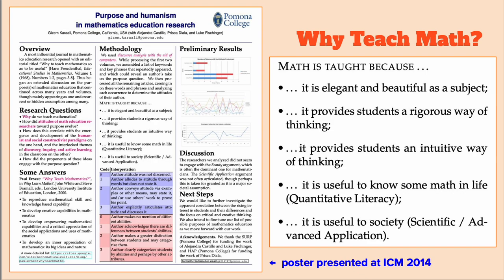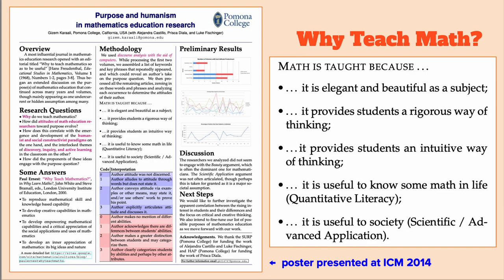This is, of course, the first reason that most mathematicians will come up with. Math is taught also because it provides students a rigorous way of thinking, allowing for systematic and logical thinking whenever they need that kind of thinking and solve problems. It provides students an intuitive way of thinking, encouraging heuristic thinking and creative problem solving. Mathematics is also useful to know, right? Some types of mathematics show up in daily life, and this, of course, branches into quantitative literacy, which takes on a life of its own. But mathematics is also useful to society in its scientific and advanced applications.